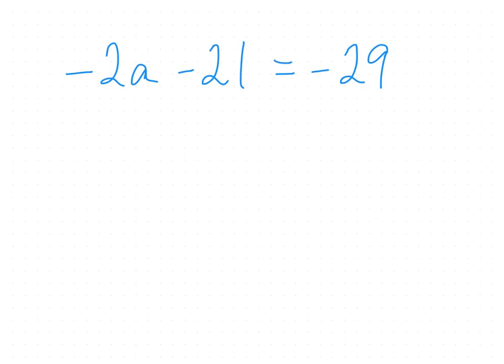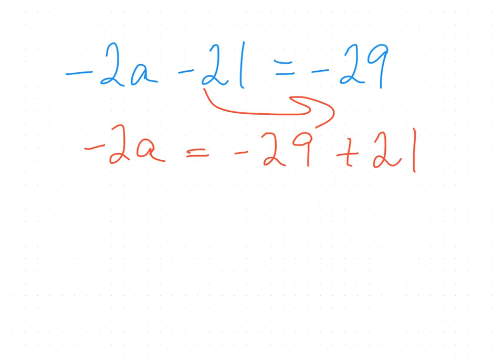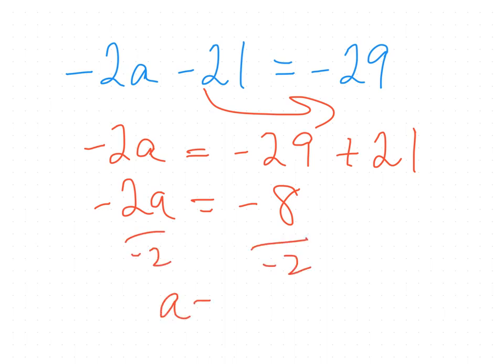Excellent. So now let's isolate a by bringing over the negative 21. That becomes negative 2a equals negative 29 plus 21. Negative 2a equals negative 8. Then we could divide both sides by negative 2. And we have determined that the missing value that we've labeled a equals 4.